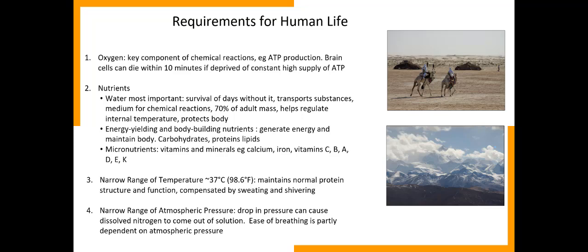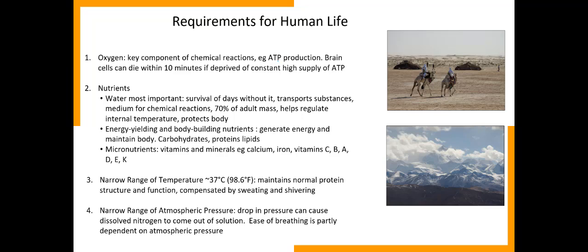In order for human life to exist, we require different things. So these are 4 different items that we require. The first one is oxygen. We need oxygen. Oxygen enters into our body through our lungs.